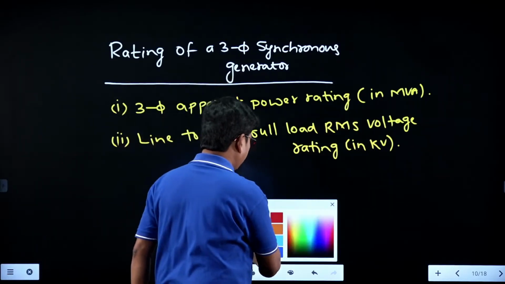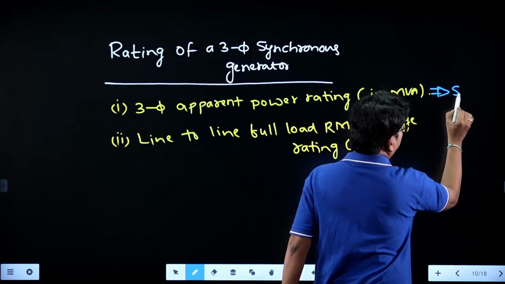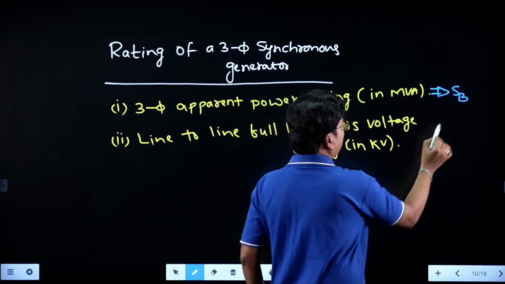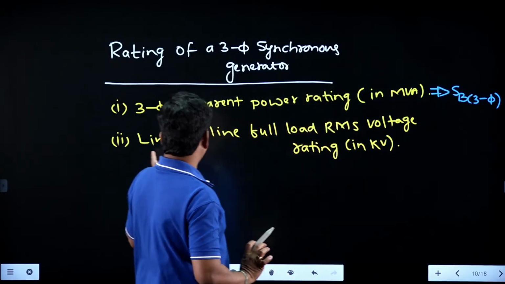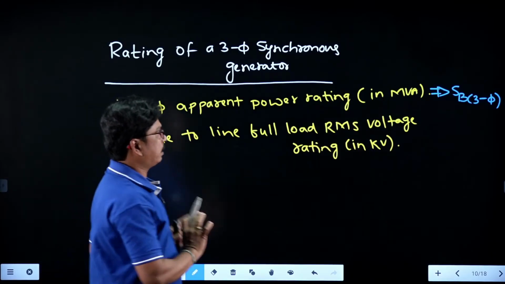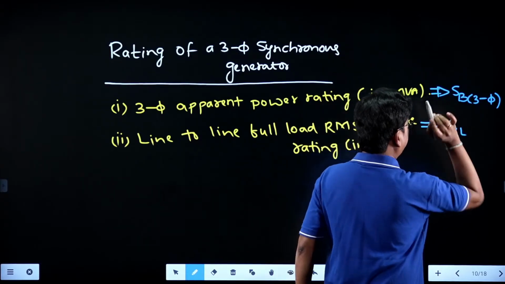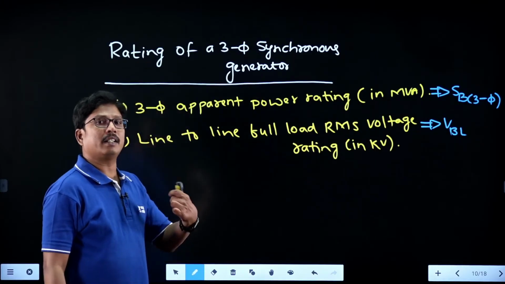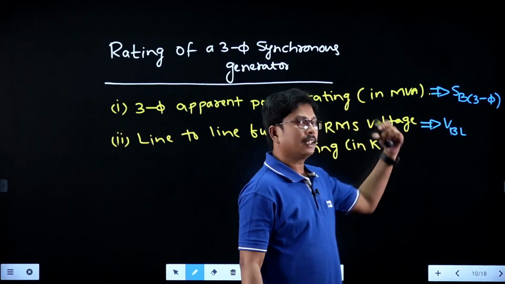Now, you can take this as the base value, S base. The representation of apparent power will be S, and as it is a three-phase quantity, we can write S base three-phase quantity. And the line to line voltage they are giving, so whenever the line to line voltage is given, we can consider that as the base voltage, V base line quantity. Suppose they are asking in single phase quantities, we can convert these two into single phase also.